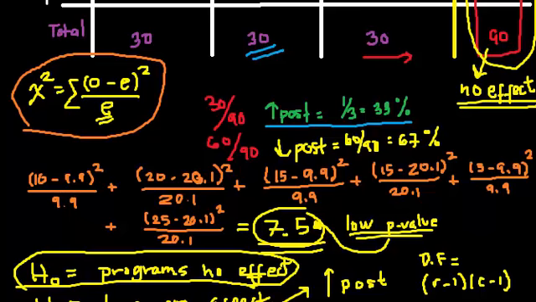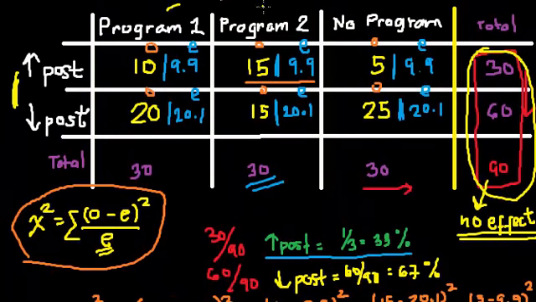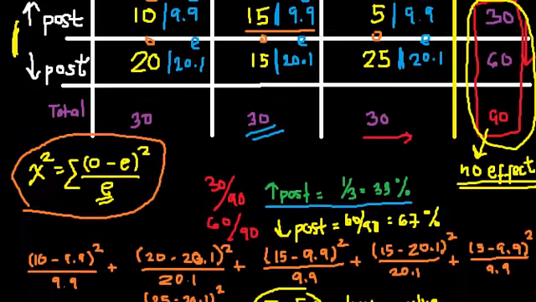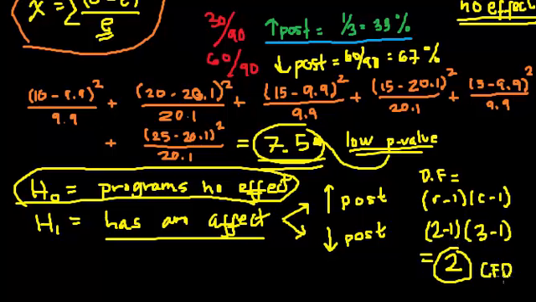So that would be 2 minus 1 for that part. And how many columns do we have? We have program 1, program 2, program 3, no program. So that's 3 minus 1, resulting to a degrees of freedom of 1 times 2, 2. So we will do a 2 degrees of freedom cumulative frequency distribution based on a chi-square. So that's what we're going to do next, and figure out the p-value for the particular 7.5 chi statistic.